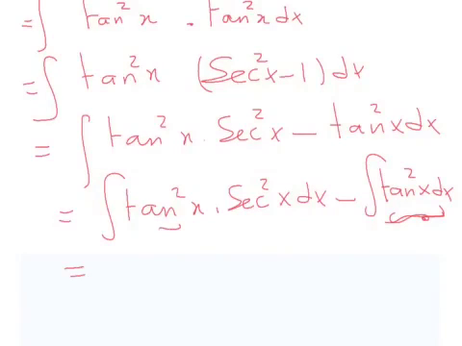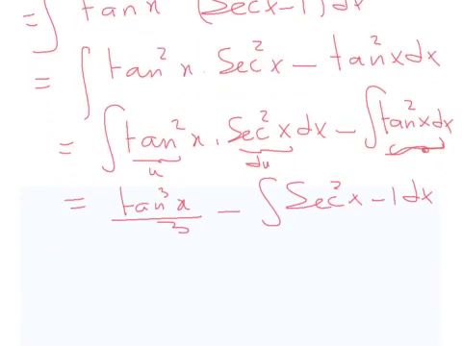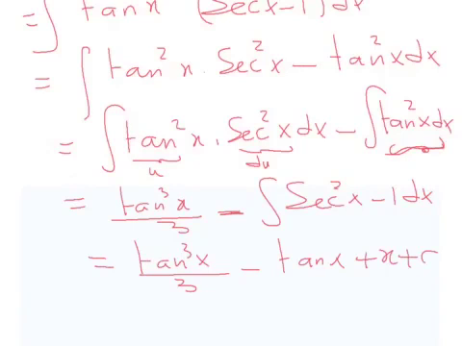Integration of the first part, where this is u and this is du, gives tan cubed divided by 3, minus, again using secant square minus 1 dx. So this is tan cubed divided by 3 minus the integration of secant square, which is tan, and the integration of minus 1 is minus x, but there is a minus here, so it will become plus x plus constant.